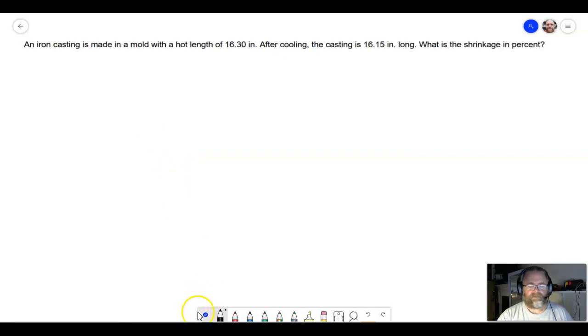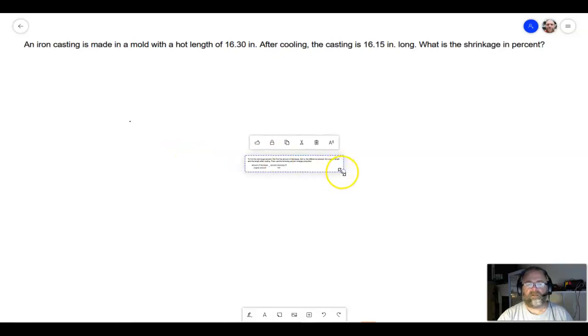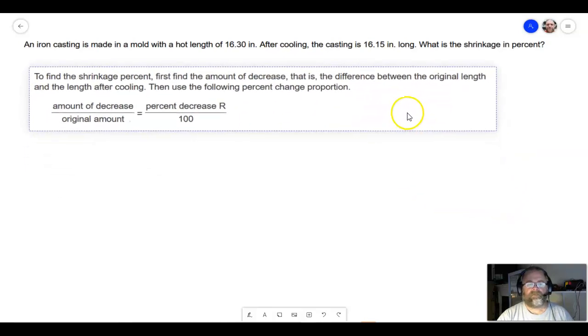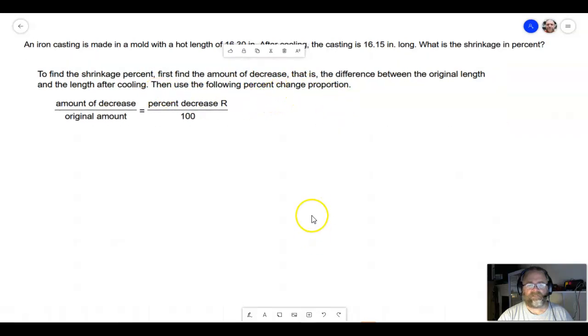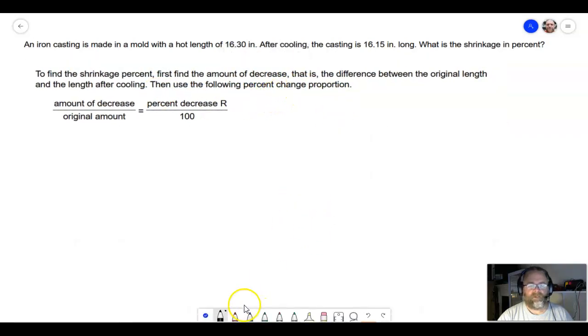So for this, we are going to go ahead and use the percent change formula. That's on page 66 in the book. So it's going to look like this. So to find the shrinkage percent, first find the amount of decrease. That is the difference between the original length and the length after cooling. Then use the following percent change formula here. Okay, so how much did it shrink? By what? Remember, it says find the difference between the original amount and this new amount.